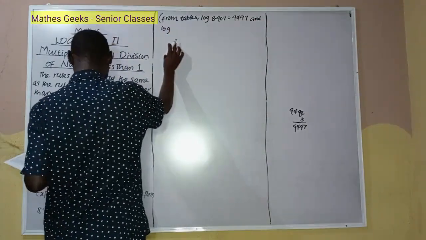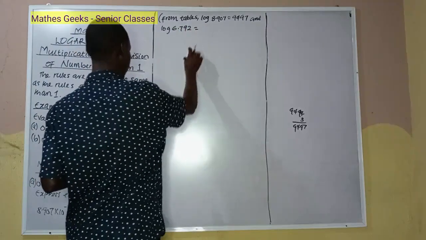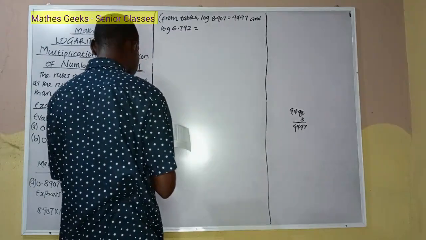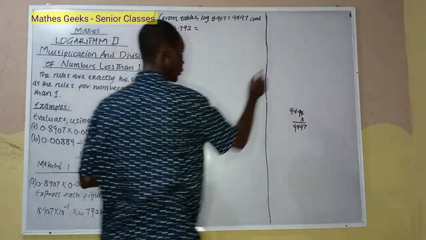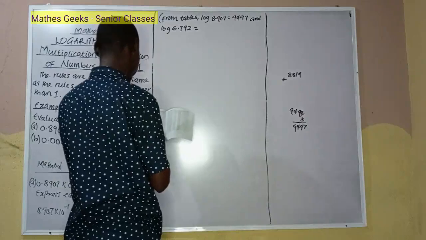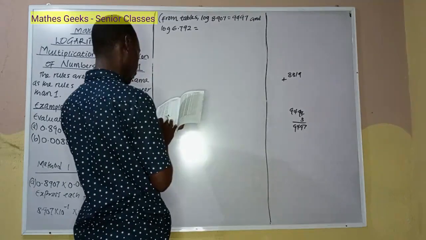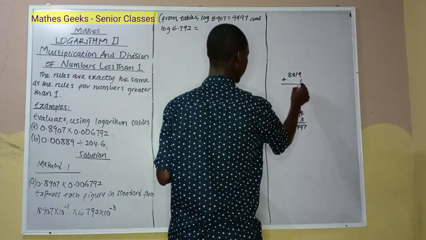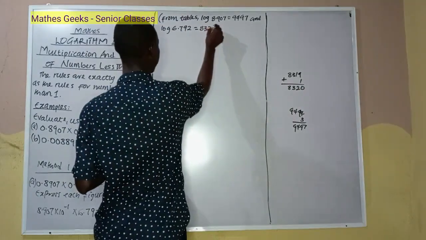And log 6.792 is equal to 67 under 9, 8319. 8319 plus difference 2 is 0001, that's 8320.